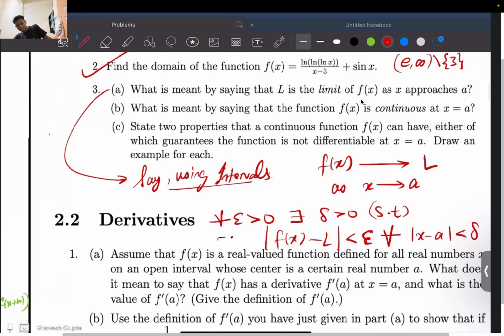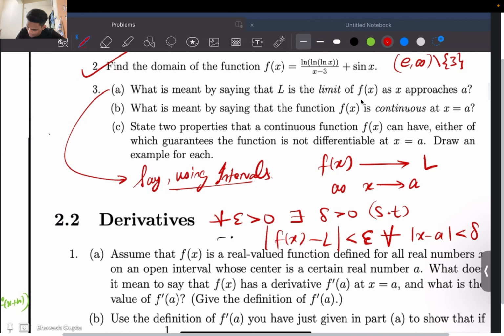Continuous at x equal to a, in the sense that, first, the limit value exists, and along with the fact that my function is defined at x equal to a, and that defined value is also equal to the limit value, then I say that my function is continuous. So that's what I mean by saying that my function is continuous at x equal to a.